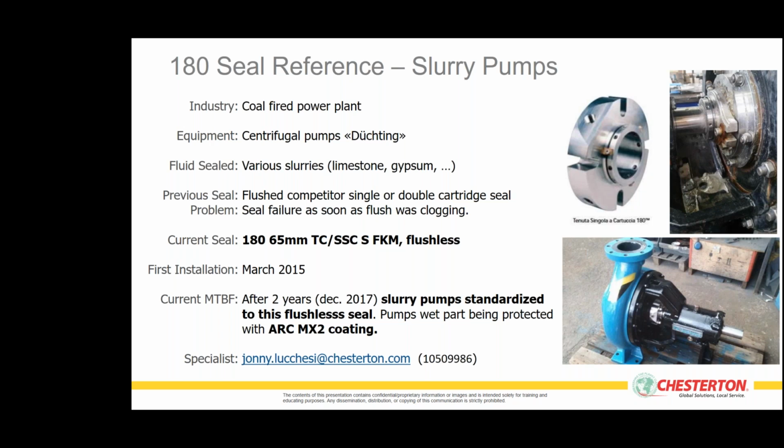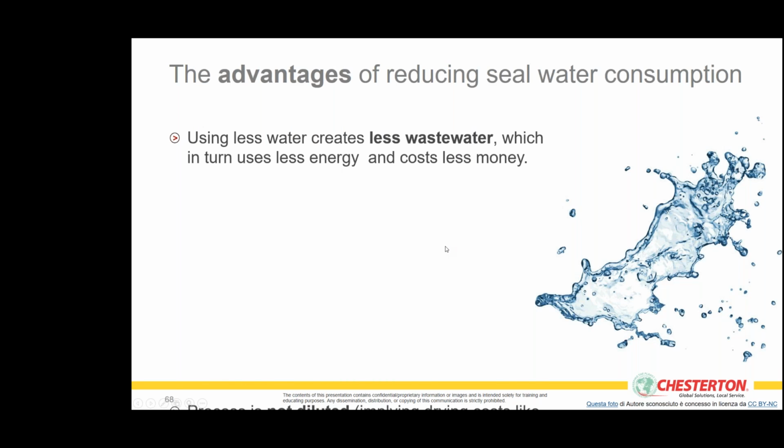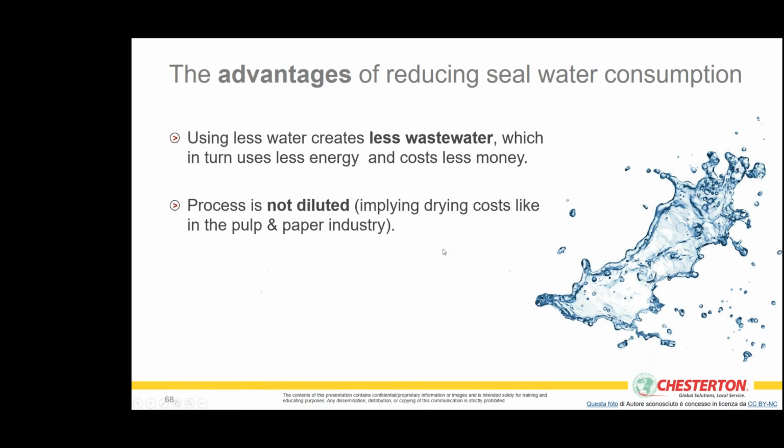So what are the advantages of reducing the water consumption of the mechanical seals? First of all, the plant creates less wastewater, which in turn uses less energy and costs less money to the plants. In addition, the process is not diluted. That's especially true for the paper mills.